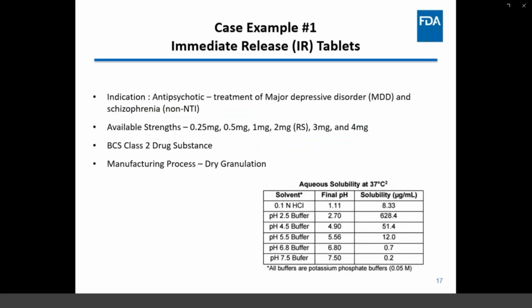Case example number 1 is for an immediate release tablet. It's indicated as an antipsychotic for the treatment of major depressive disorder and schizophrenia, but it is not a narrow therapeutic index drug. It's available in a number of strengths. It's classified as a BCS Class II drug substance per literature, and the formulation process is dry granulation. For reference, I've provided the solubility over the physiological pH range, and you can see that solubility is low and pH dependent.